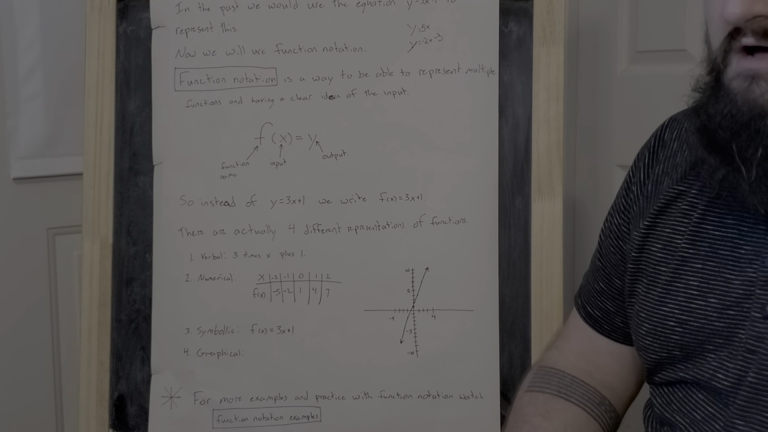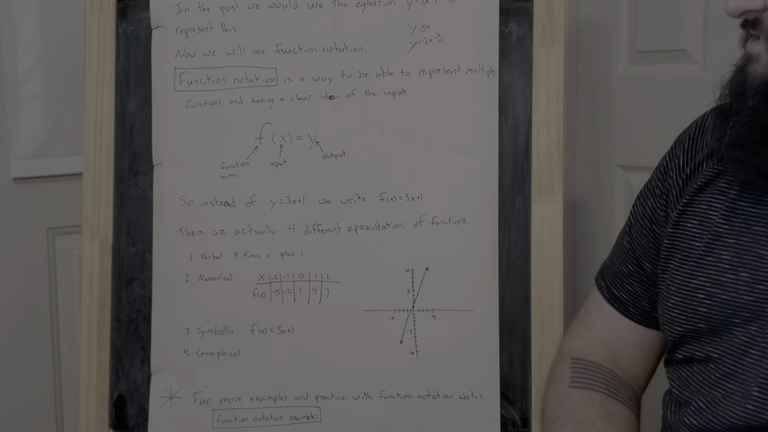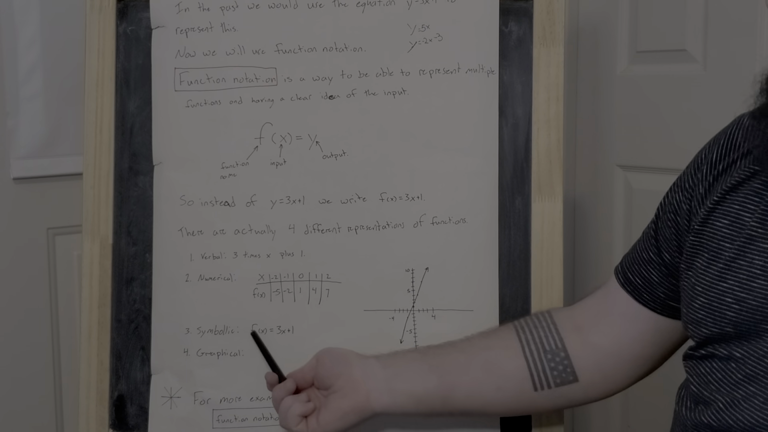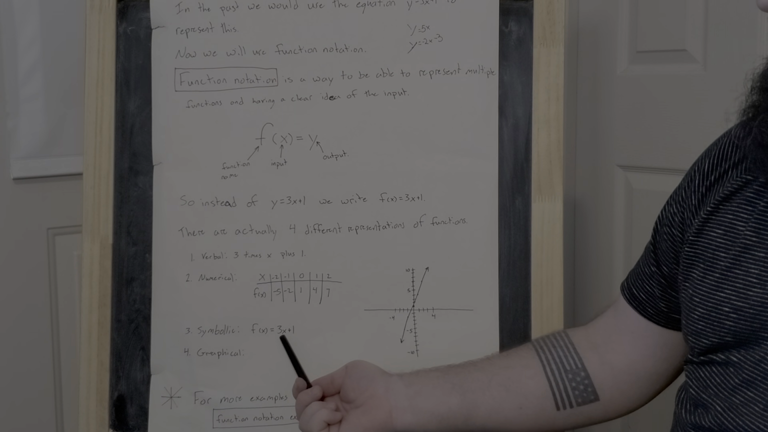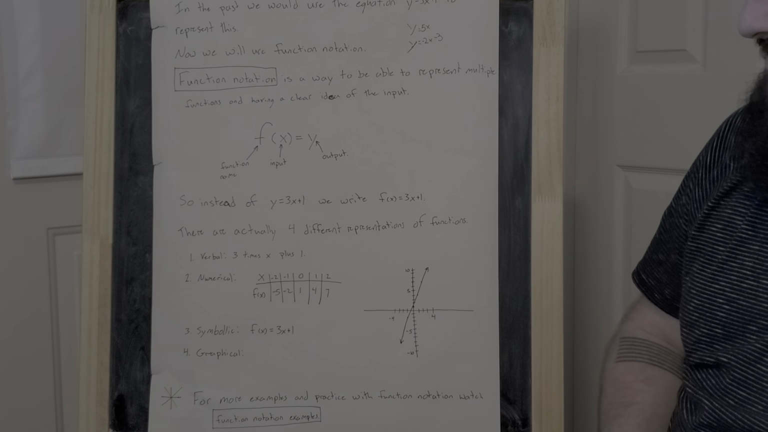The third way is the most common way and the way we're probably going to deal with it the most in this class, and that is the symbolic representation of a function. So that is our good old-fashioned function notation, f of x equals 3x plus 1. And lastly, graphical, which is pretty simple.